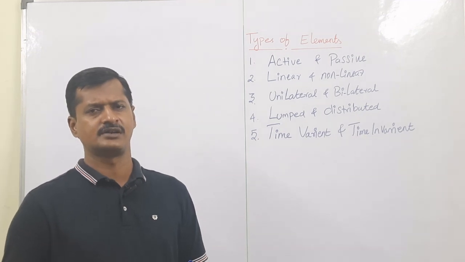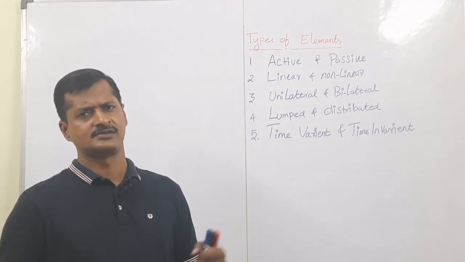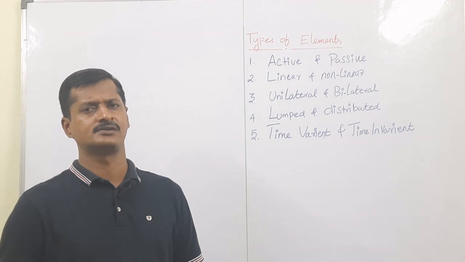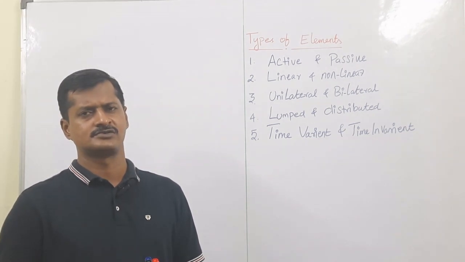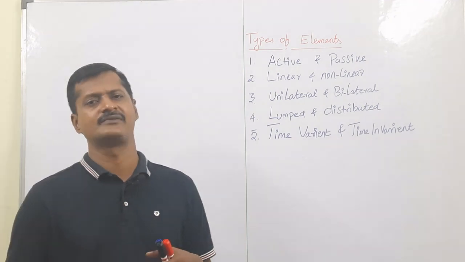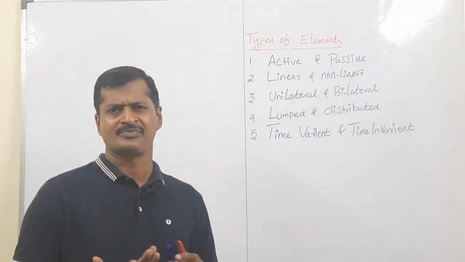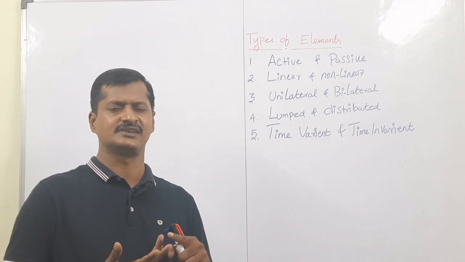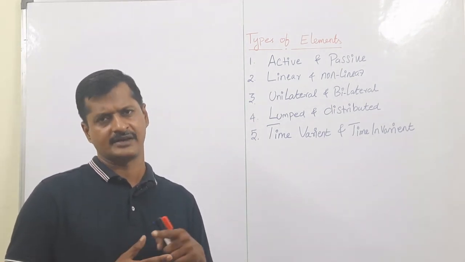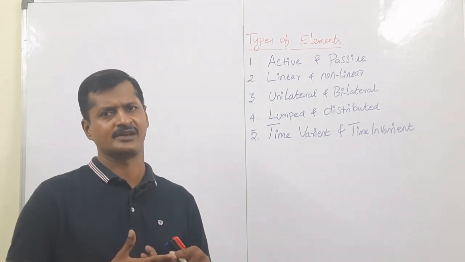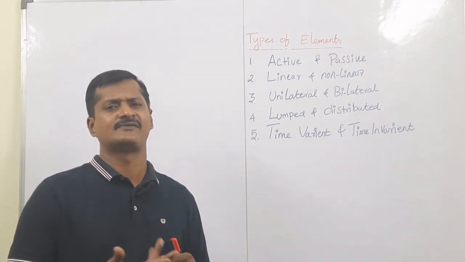Welcome to the next lecture on network theory. In this lecture, we will discuss types of elements. In a circuit, we use different types of elements like voltage source, resistor, inductor, transistor, rectifier, diode.